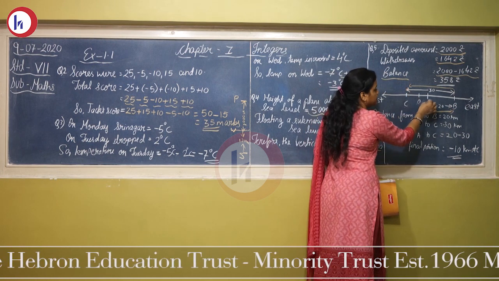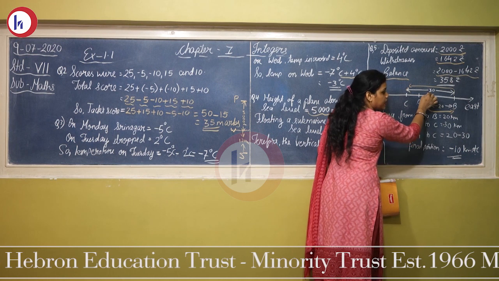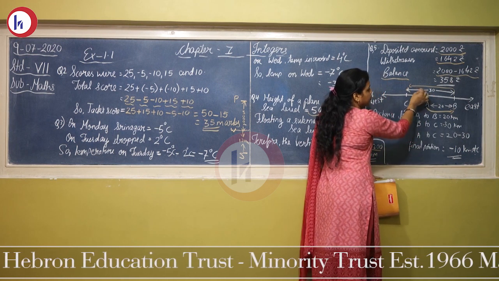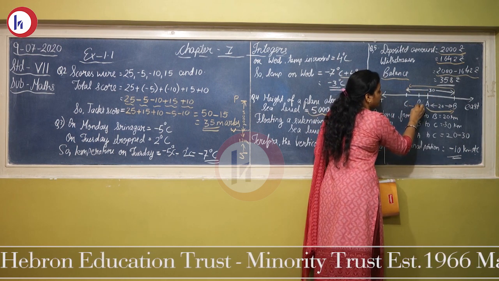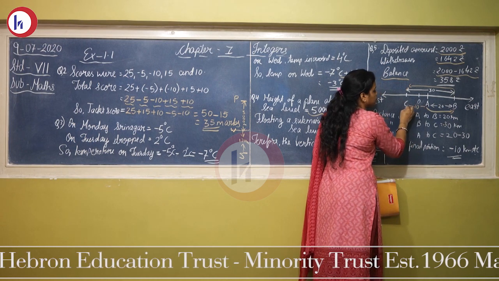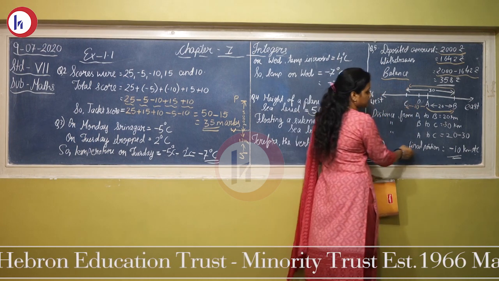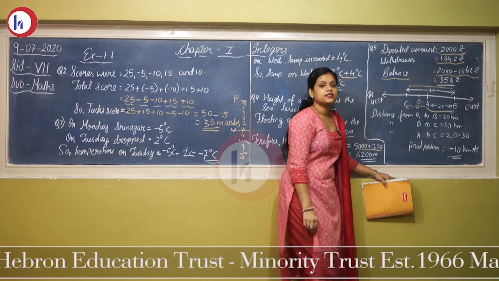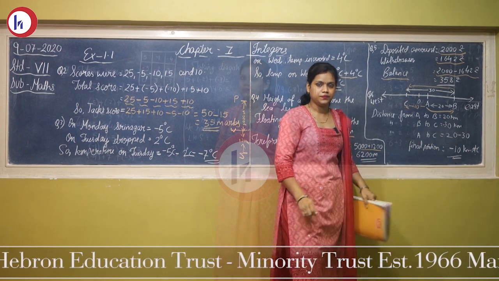So the final position: up to A she has already come 20 kilometers. After A she is going to C. Then she is only moving minus 10 kilometers. Okay. So her final position will be represented as minus 10 kilometers.